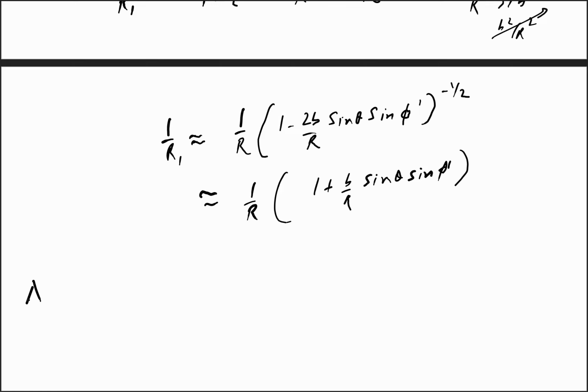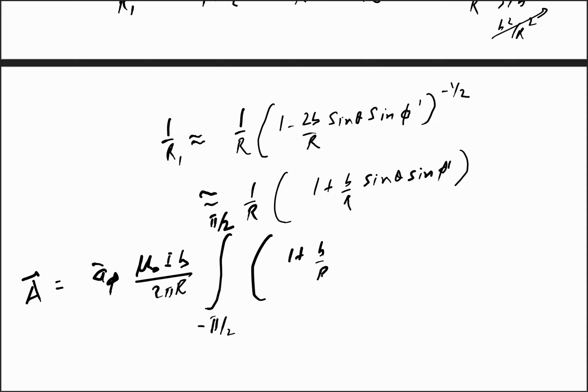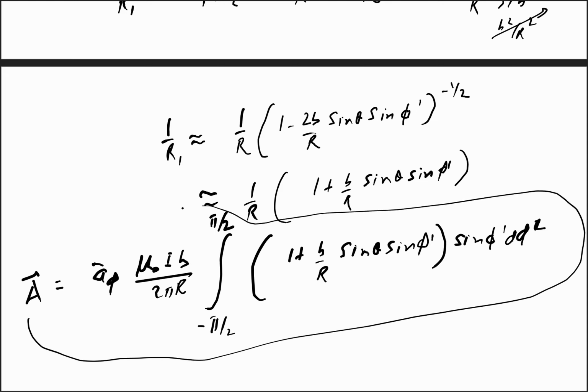So a will be simply equal to a phi mu naught I over 2 pi r b, with phi varying from minus pi by 2 to pi by 2, 1 plus b by r sine theta sine phi dash, sine phi dash d phi dash. So we can easily now solve this integral. It is very easy to solve.